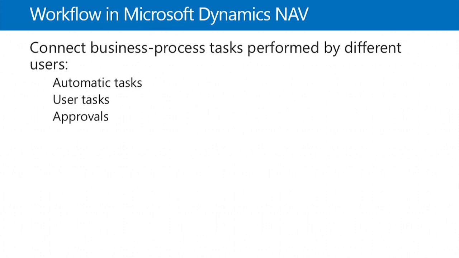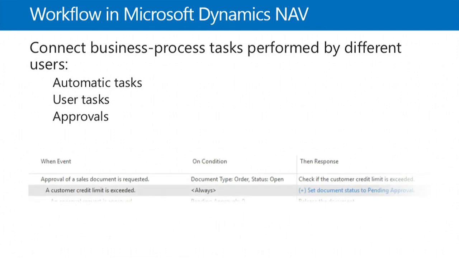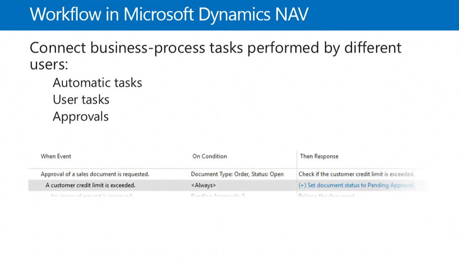module after this one. Now, a workflow in Microsoft Dynamics is based on events. So when something happens, then there will be a response, and the response can be based on a condition. And like I just said, it will then be a response. So for example, here in the print screen, you can see an example of the approval of a sales document. So if the approval of a sales document is requested, that's an event.